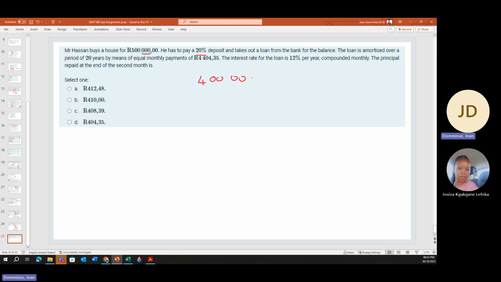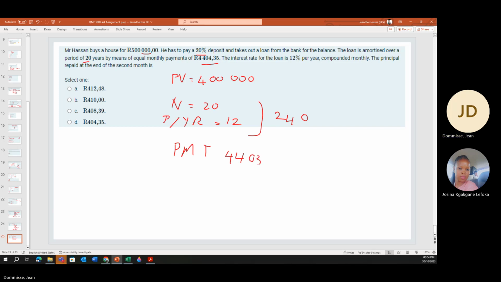Why does this look like one that we did last time? But let's just see. The loan is amortized over a period of 20 years, monthly. Twenty times 12 is 240. Okay, so we now need to work out the principal. So that is again where we need to set up the schedule.